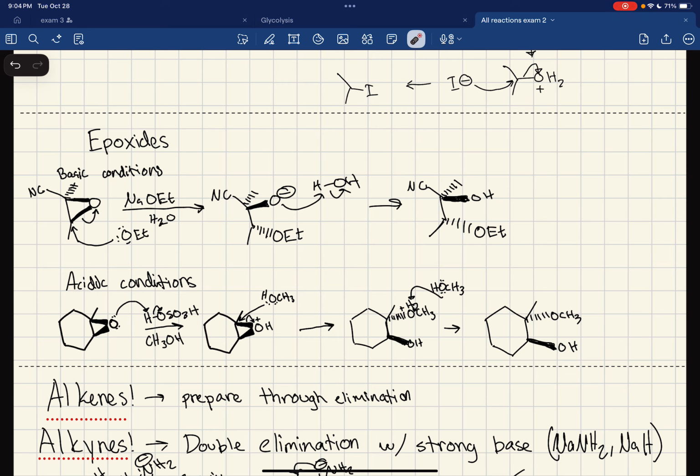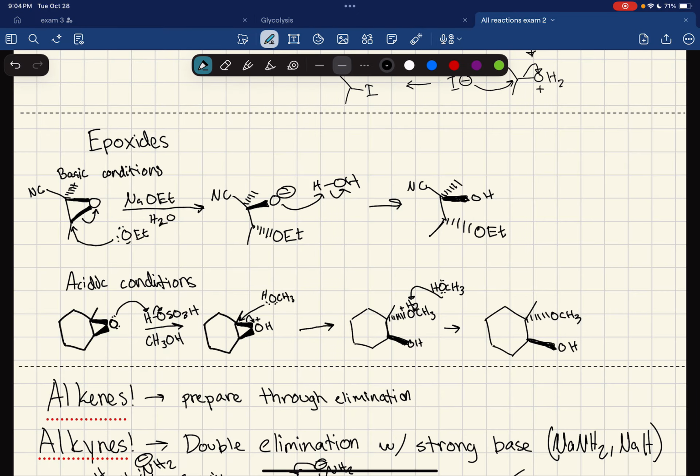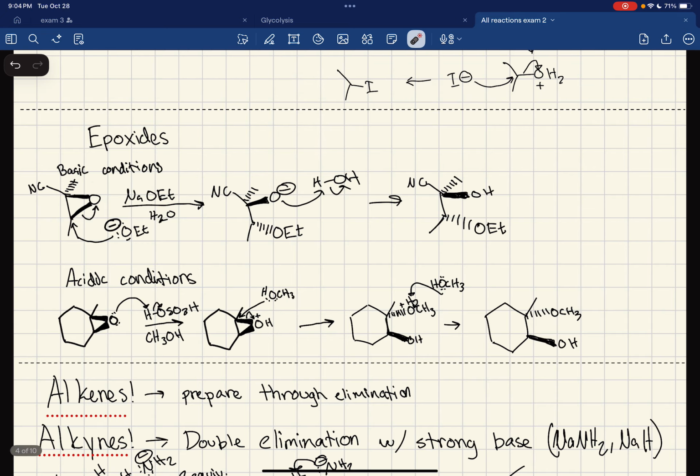epoxides. In basic conditions, just as with a bulky base, even though this isn't a bulky base, there's a negative charge on this. It's going to come in, attack the less substituted side, and invert the stereochemistry, and form this.